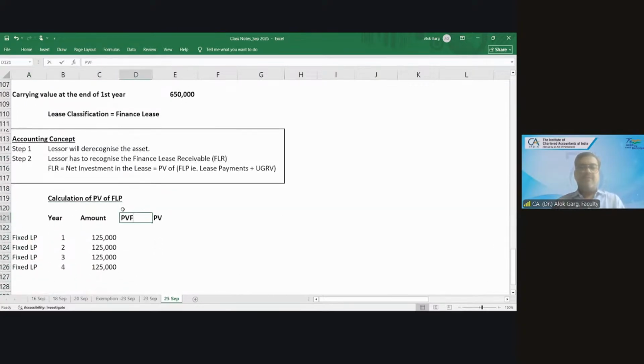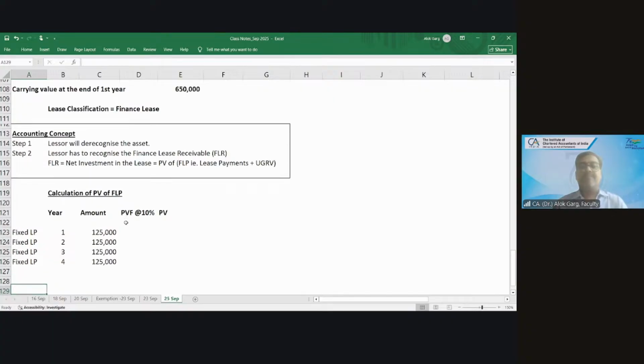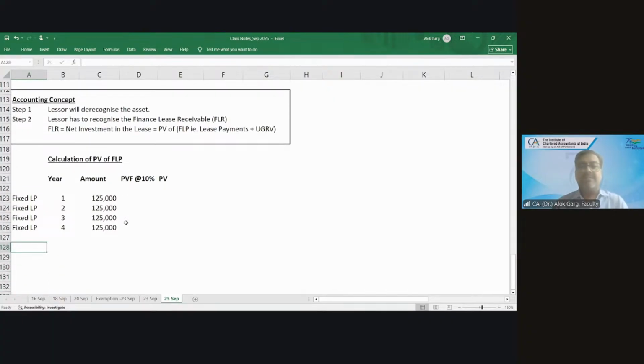Sir, on the fourth year, we need to put the unguaranteed residual value as well, right? So I'm doing that, Saminathan. Fixed lease payment. Then what will we get after the fixed lease payment? We will get the guaranteed residual value and the unguaranteed residual value, right? At the end of the 4th year.